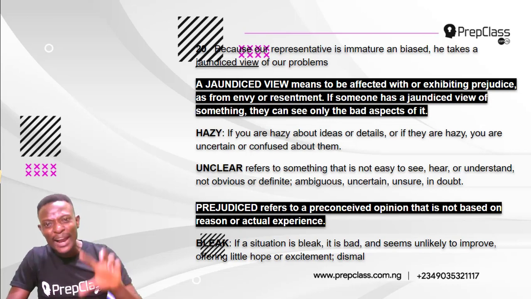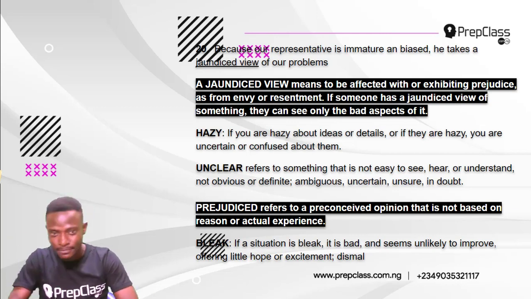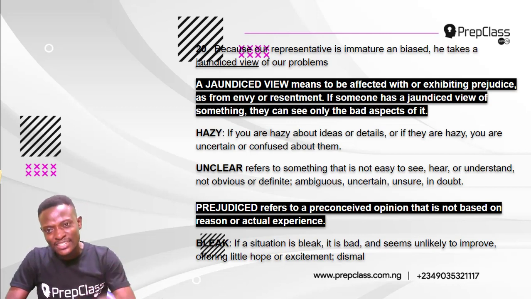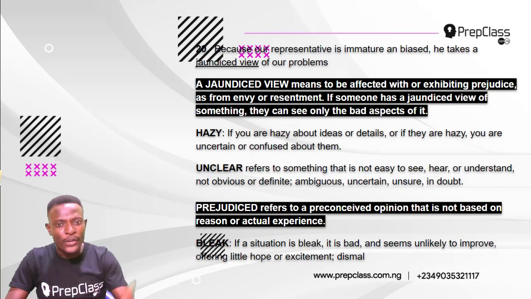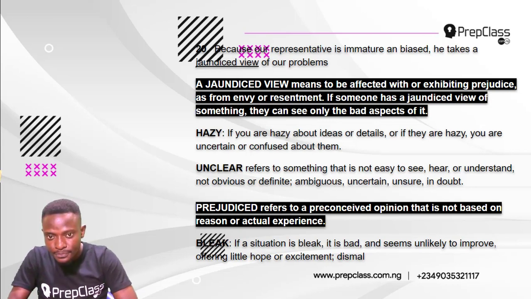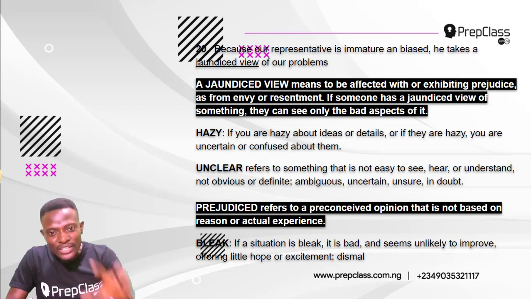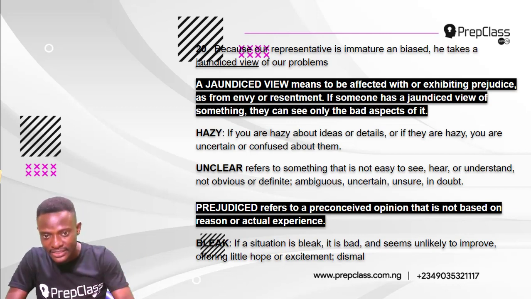Option A, hazy. If you are hazy about ideas or details, or if the ideas are hazy to you, that means you are uncertain or confused about them. Option B, unclear. Unclear refers to something that is not easy to see, hear or understand, not obvious or definite, to be ambiguous, uncertain, unsure, in doubt. Option C, prejudice. Prejudice refers to a preconceived opinion that is not based on reason or actual experience.